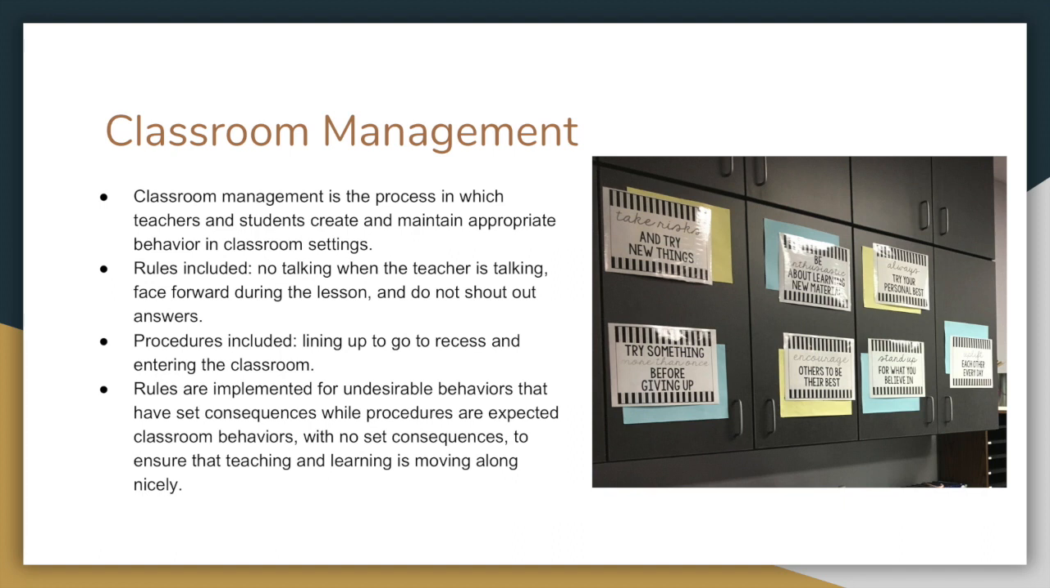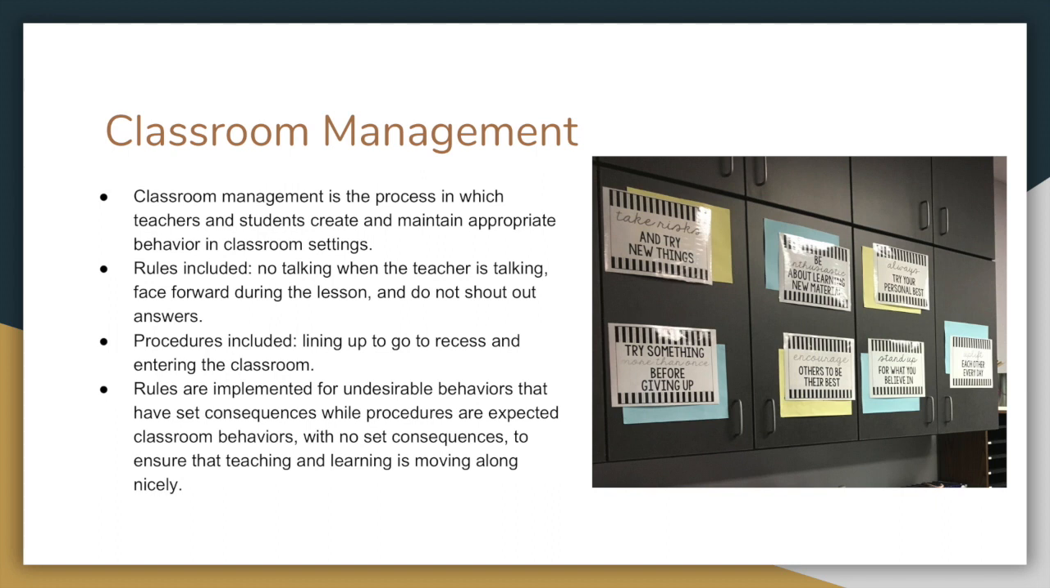Some procedures that were included were lining up to go to recess and entering the classroom. When it was time to line up for recess, students would get in a straight line an arm's distance apart from each other. When they were entering the classroom, students would line up against the walls and would wait patiently until the teacher allowed them to go into the classroom. No students were allowed to be in the classroom without a teacher present.